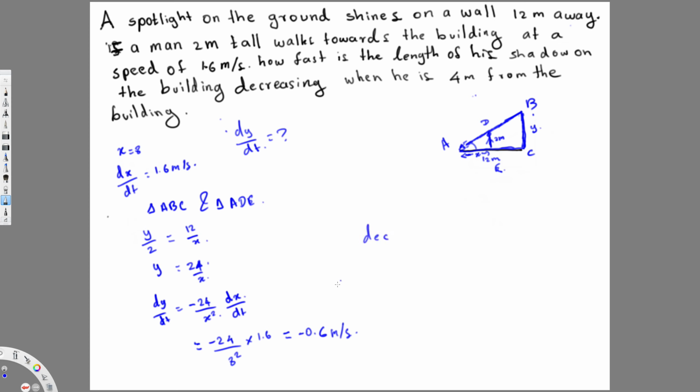If we have a negative sign, we know it's decreasing. So decreasing at the rate of 0.6 meters per second. So this is my final answer.